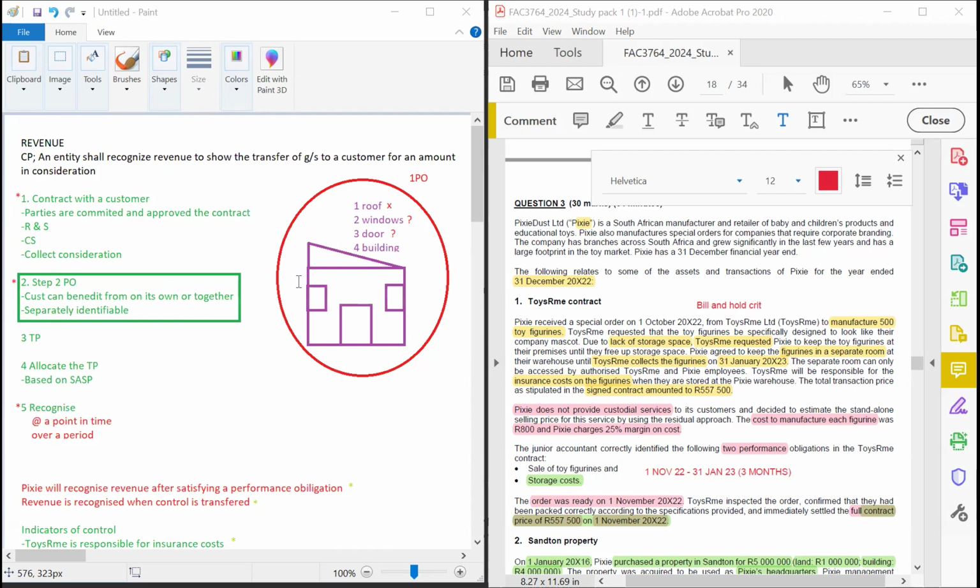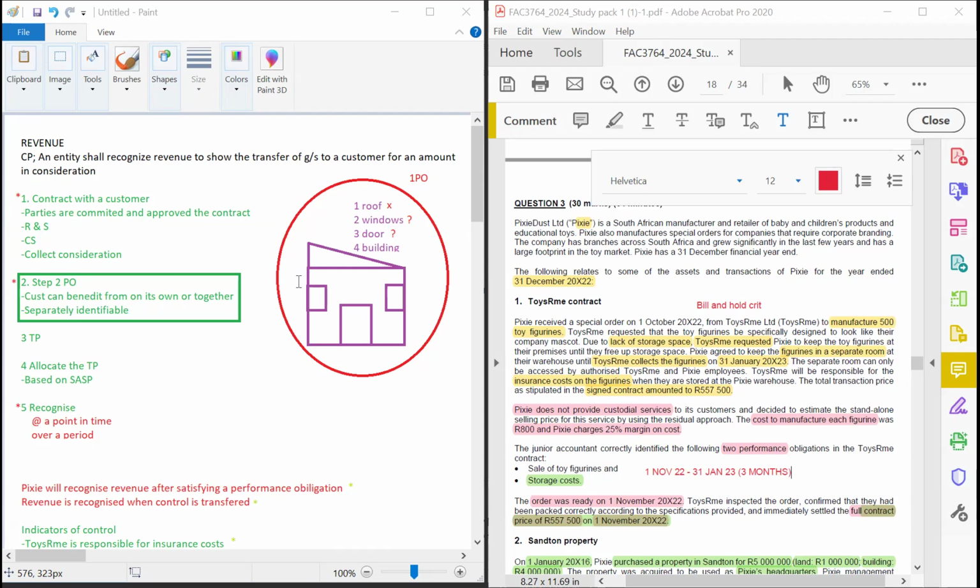But then you explained the windows and the doors, and you said that with the windows, if we had bought them and they're not specialized, we can resell them, which means that they are separately identifiable. I think for the doors, you said the same thing. However, the conclusion was that it's one performance obligation. I thought you were going to say the windows and the doors would be two separate performance obligations. I think I got a bit lost there.